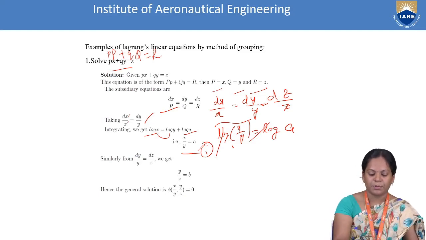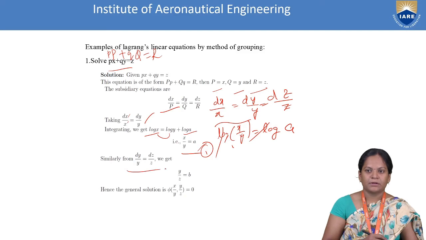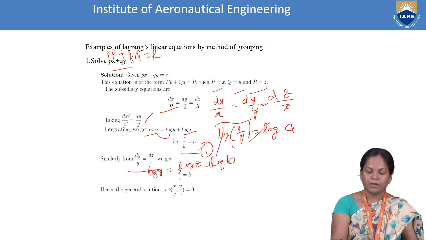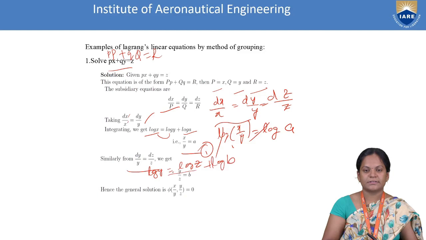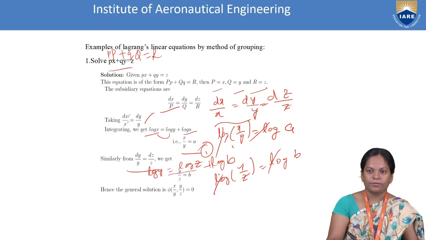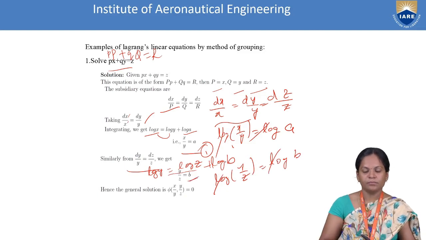dy by y equal to dz by z. Now take the integration. So integration of 1 by y is log y, and integration of 1 by z is log z, plus one arbitrary constant we have to consider. That is log b. Again, similarly take log z to that side. Log a minus log b is log of a by b, nothing but log of y by z equal to log b. Both sides log cancel. Then we'll get y by z equal to b.